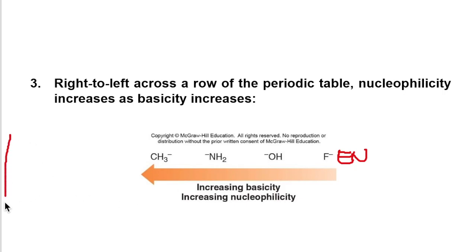So if we were to draw an energy diagram here, the carbon will be here, then the nitrogen, then the oxygen, and then the fluorine. The one that has the highest energy is the one that is ready to go and attack. So it's the most basic. And in this case, basicity and nucleophilicity go side by side.